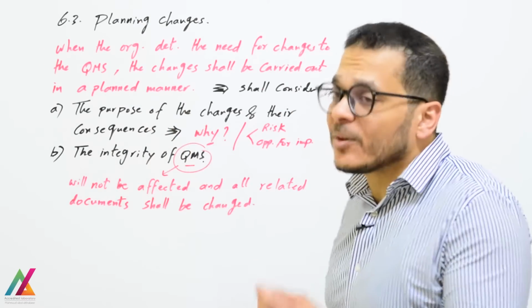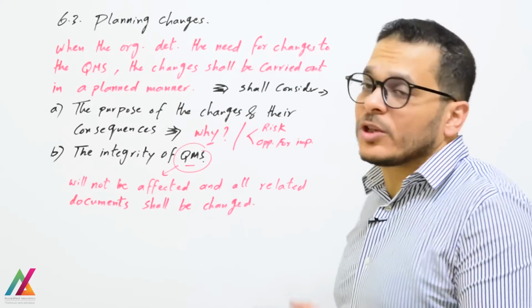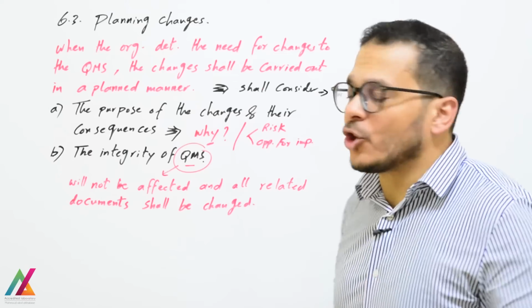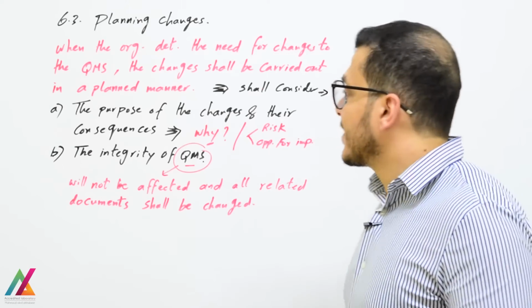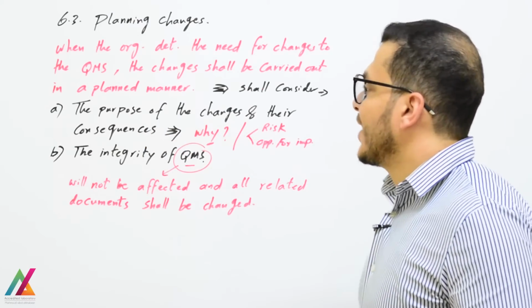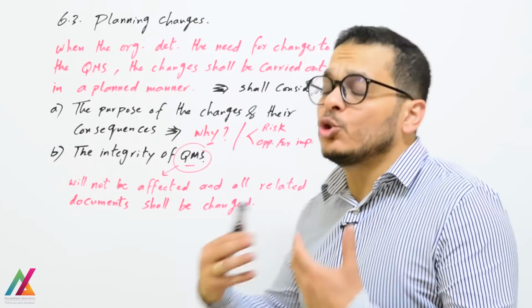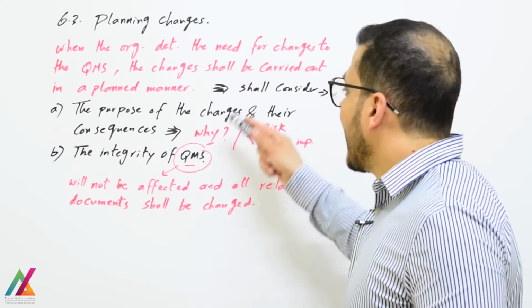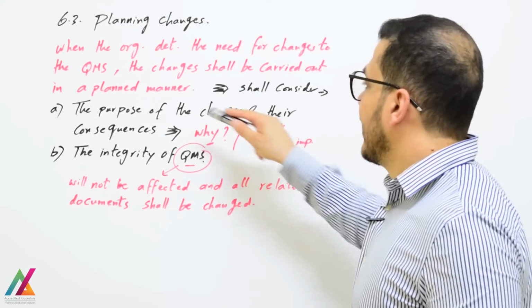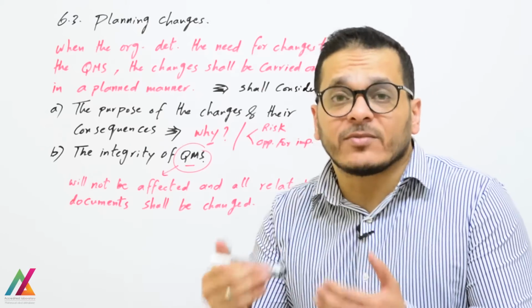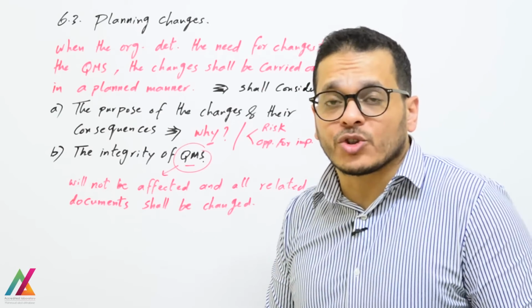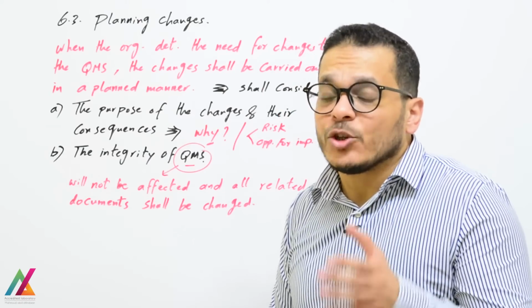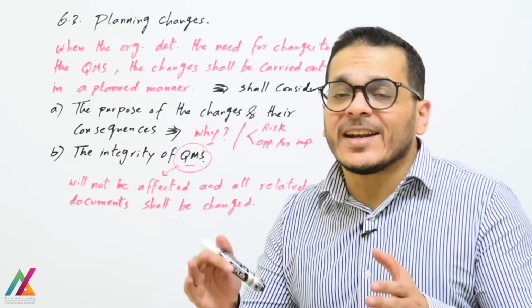When the organization determines the need for changes to the quality management system, the changes shall be carried out in a planned manner, and they shall consider the following points: the purpose of the changes and their consequences. Why do you need to change the quality management system? And also the consequences: will that change have a risk or negative effect on the quality of the product or service provided to the customer, or is it an opportunity for improvement?